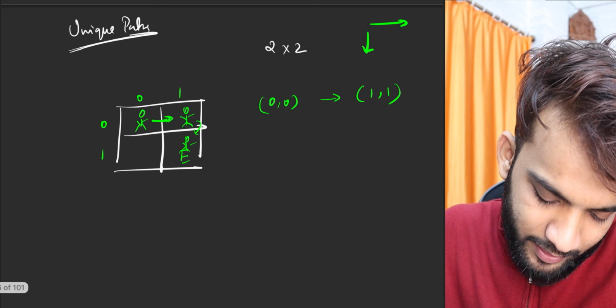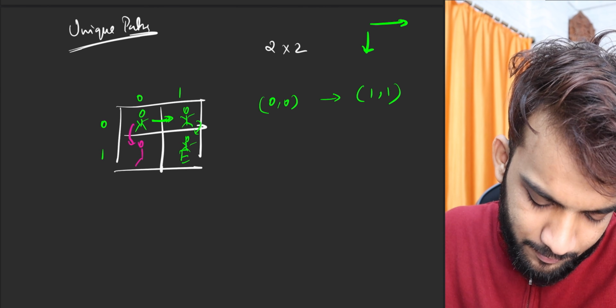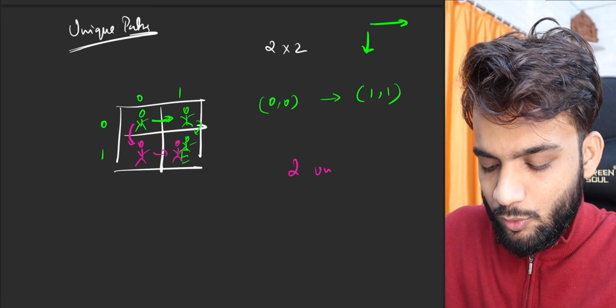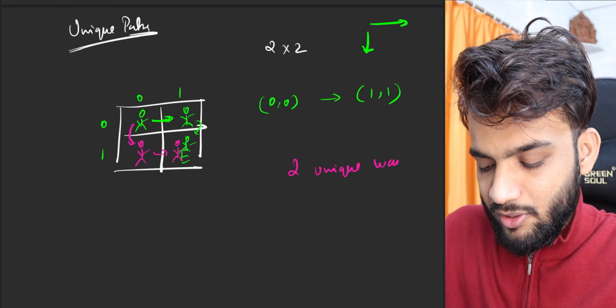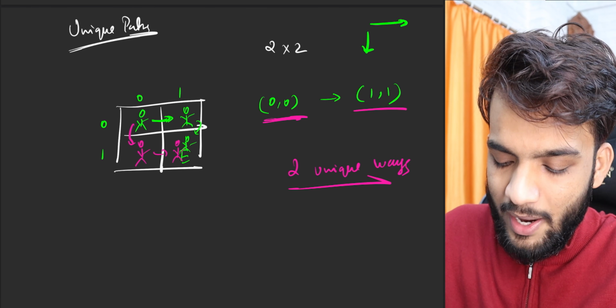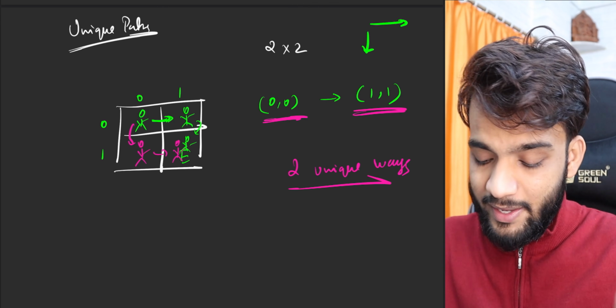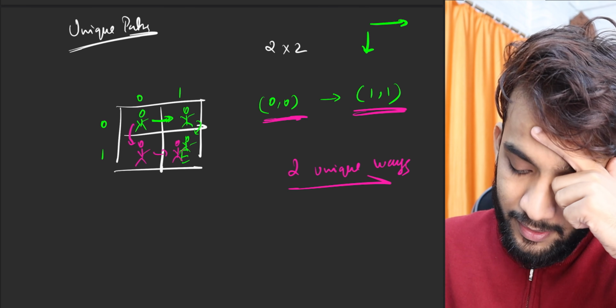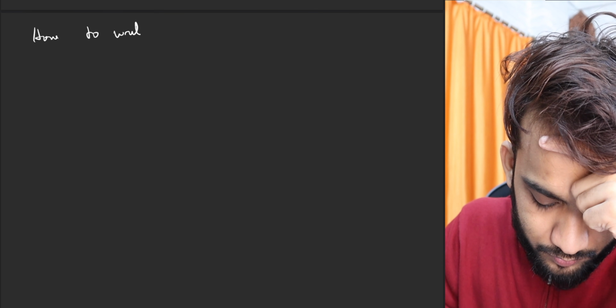The other way is you move down here and then you reach here. So there are a couple of unique ways in which you can reach from 0 0 to 1 1. If there are two unique ways, you have to return two. So how do you do this problem? Now, if you remember how to write recurrence, that is something which I taught you.